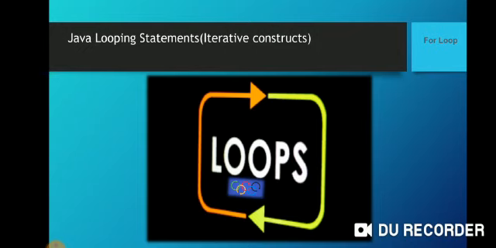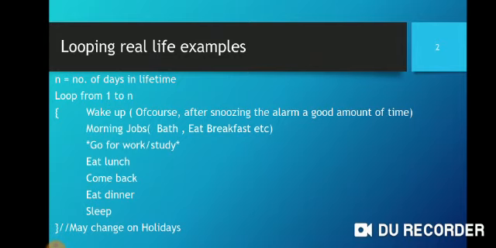Okay, let's see another example. This is a real life example of what we do in our daily routine. We get up in the morning, then we do our morning jobs, then we go for work or study, based upon our age. Then we eat lunch, come back, eat dinner, sleep, and this routine carries on unless and until we have a holiday, or we may fall ill. So in this we can have a condition: if we fall ill, the routine changes. If there is a holiday, that routine changes.